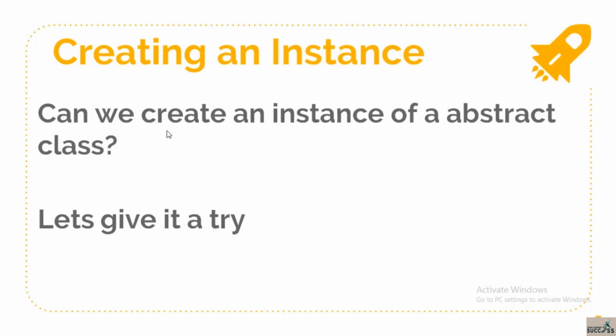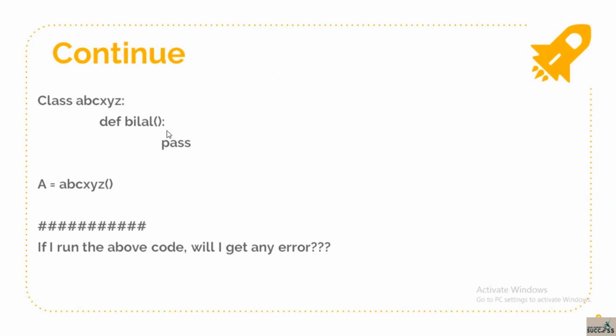Now can we create an instance of an abstract class? Well, let's give it a try. We have a class abcxyz, and it contains one unimplemented method. Any class which contains at least one unimplemented method is also considered an abstract class. So we now have an abstract class and we are making its instance, and if I run the above code, will I get any errors? Well, you will get the answer to this question in the future.